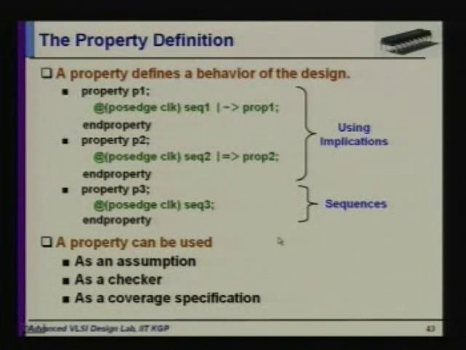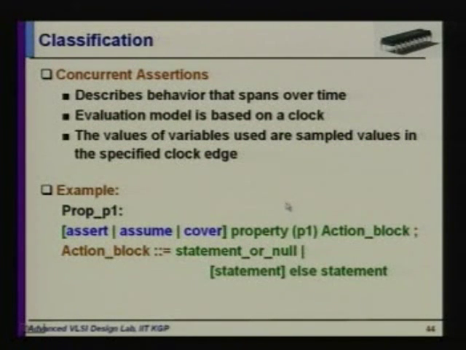So a property can be used as an assumption, as a checker, and as a coverage specification. We will see this. First, let us briefly discuss the classifications of it. There are concurrent assertions which describe behavior that spans over time. The evaluation model is based upon the clock, and the values of the variables are sampled at the specified clock edges, as we have mentioned. In case of @(posedge clk), you can also mention @(negedge clk). The posedge signifies the positive edge of the clock. And you can specify a property like this.